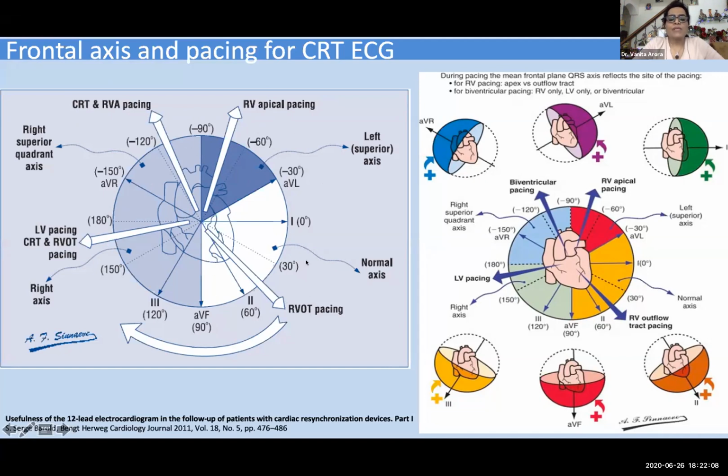Now more and more pacing is being done in the right ventricular outflow tract. Hence, once we have either a CRT with RVOT or LV pacing alone with the RVOT pacing, the shift is occurring towards the right inferior quadrant. So it is important to know that this shift of axis is actually because we have changed the placement of the leads and the algorithms that we are working with, which are working towards the fusion of the QRS rather than only the standard CRT that we used to have in the first and second generation.